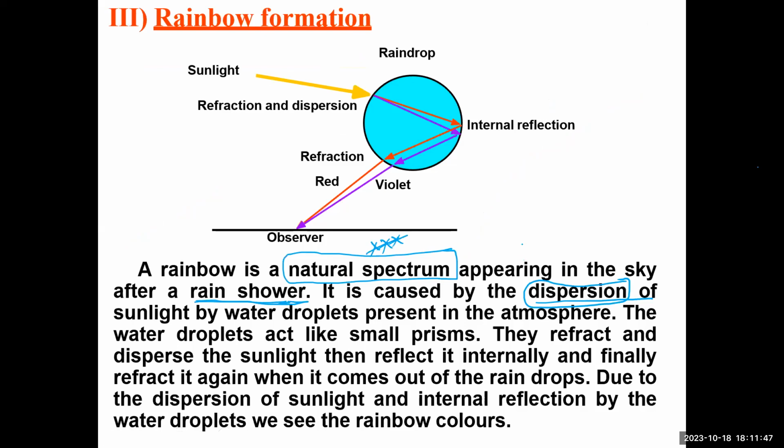It is caused by dispersion of sunlight by the water droplets present in the atmosphere. How is this dispersion happening here? Whenever the white light or the sunlight passes through the raindrop, which also has layers, right? One is outside, at the air to rain droplet interface, and again from rain droplet to air interface. So there are two kinds of interfaces.